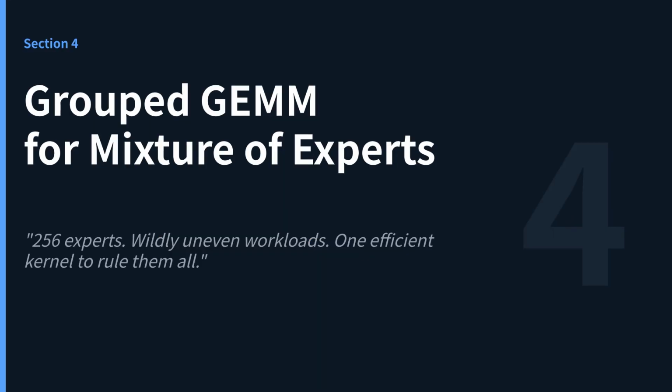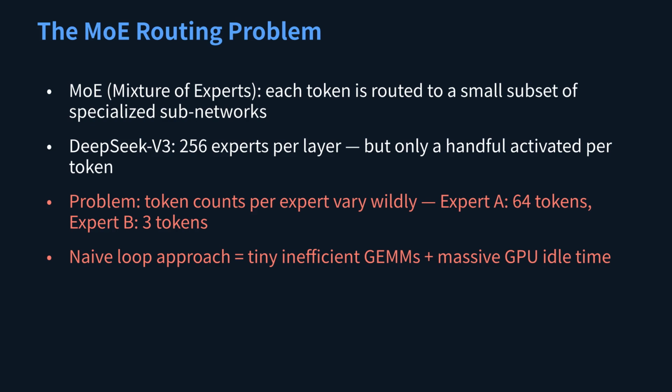Now things get interesting for anyone building large-scale AI systems. This is where DeepGEMM becomes genuinely different from other libraries. Section 4. Grouped GEMM for Mixture of Experts. Modern large language models increasingly use a design called Mixture of Experts, or MoE. Instead of every token going through the same giant layer, each token is routed to a small subset of specialized subnetworks called experts. DeepSeek v3 has 256 experts per layer, but only activates a handful for each token.